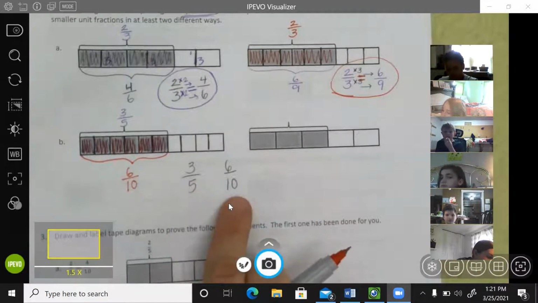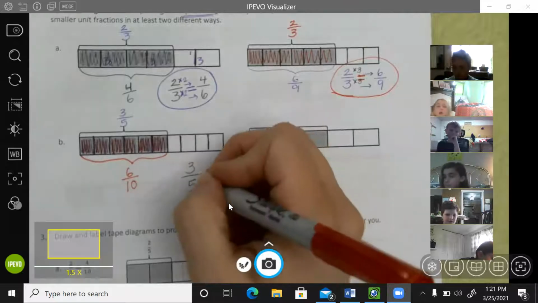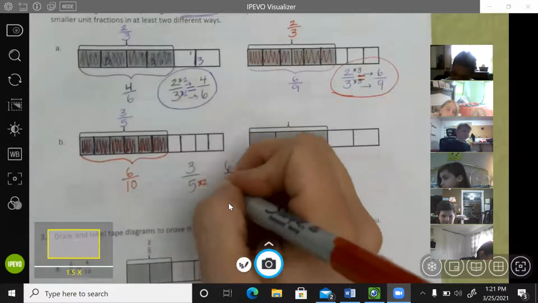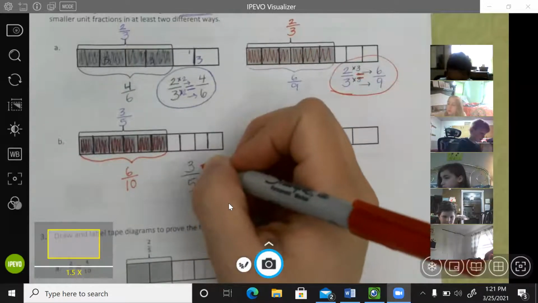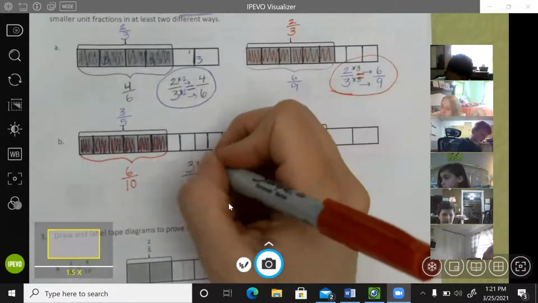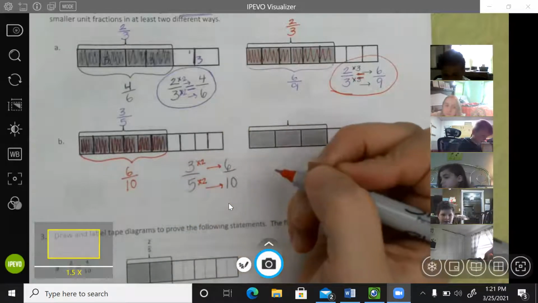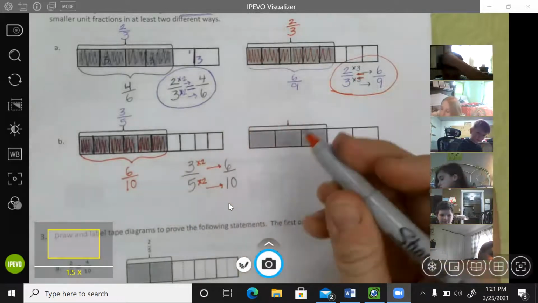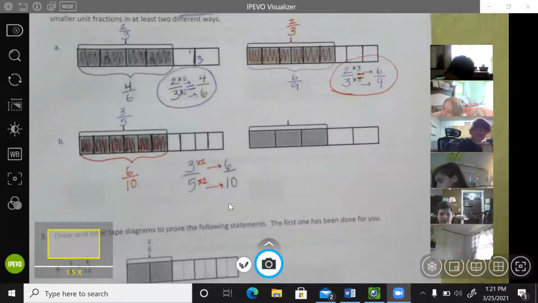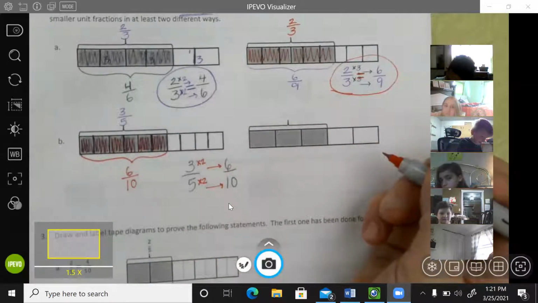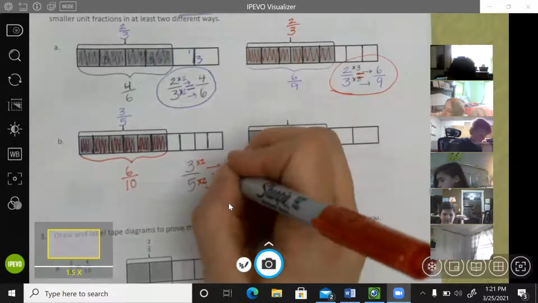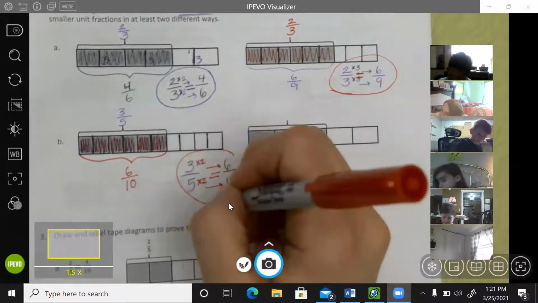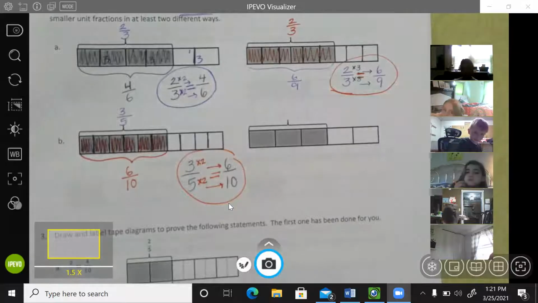Does 5 times anything give me 10? 5 times 2 equals 10. So then what do I need to do with my numerator? Multiply it by 2. What is 3 times 2? 6. So does 3/5 equal 6/10? It does. 3/5 equals 6/10.